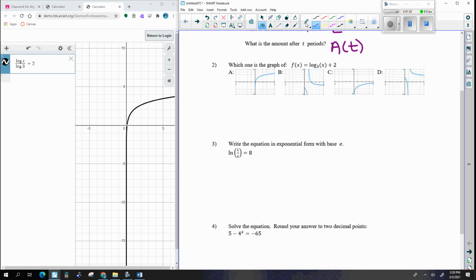Those other things look ridiculous, that one's not even close. A is the only thing that looks somewhat close.